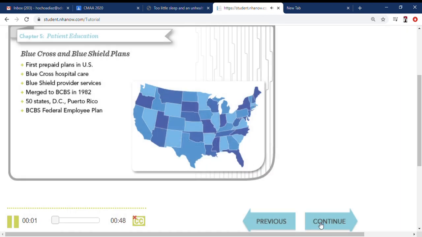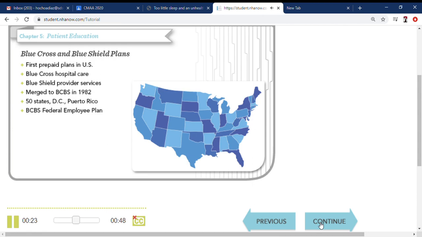Blue Cross and Blue Shield plans were the first prepaid plans in the United States. Originally, Blue Cross covered hospital care, and Blue Shield covered providers' services. They merged to form the Blue Cross and Blue Shield Association, or BCBS, in 1982.